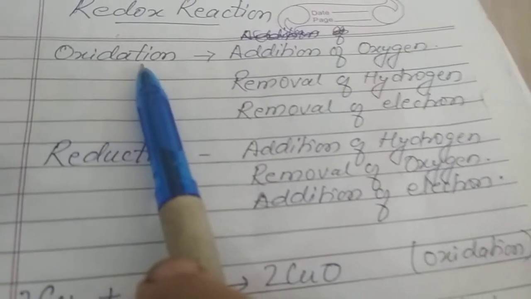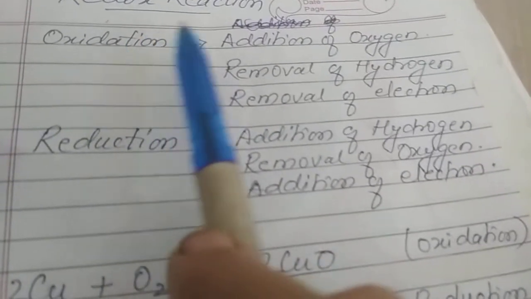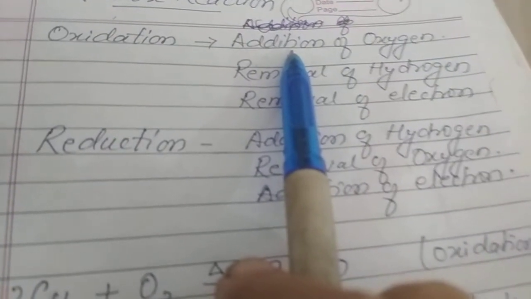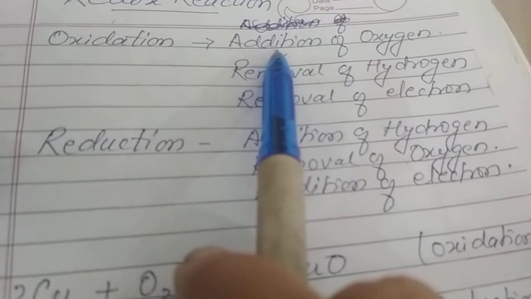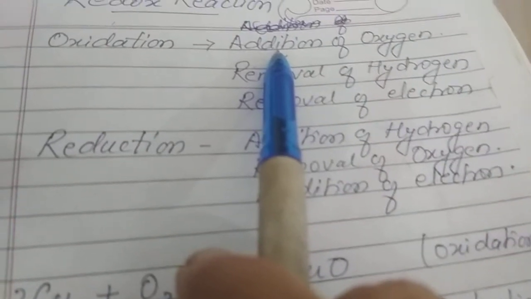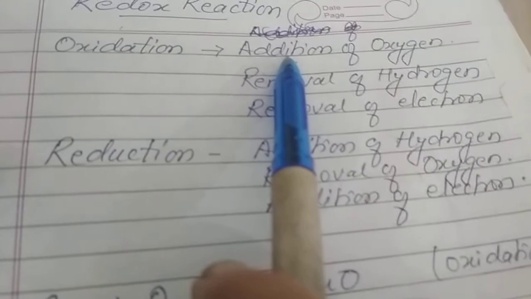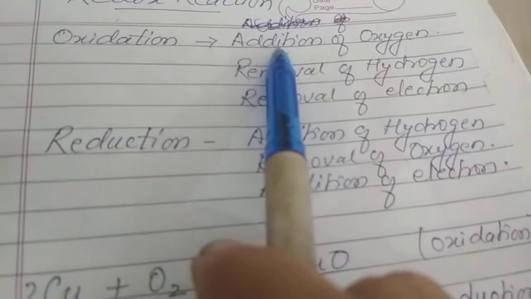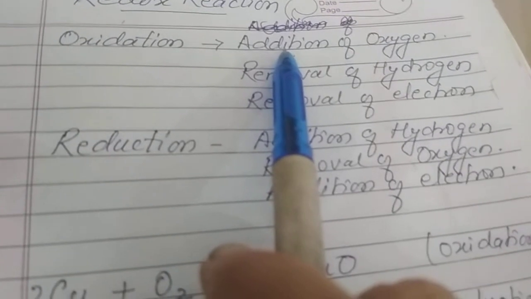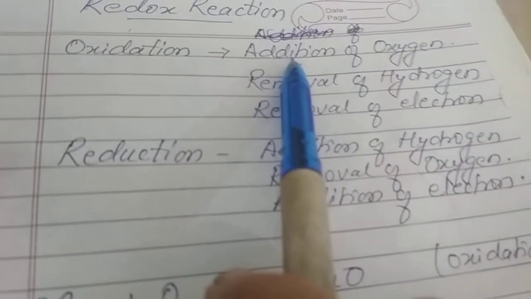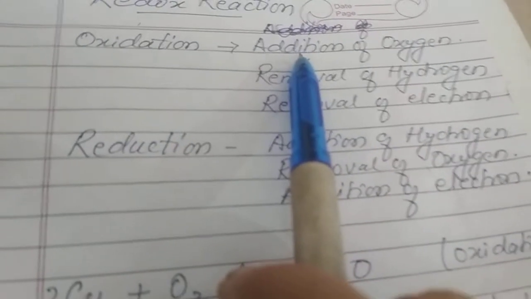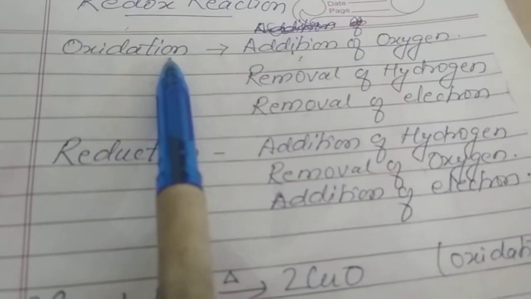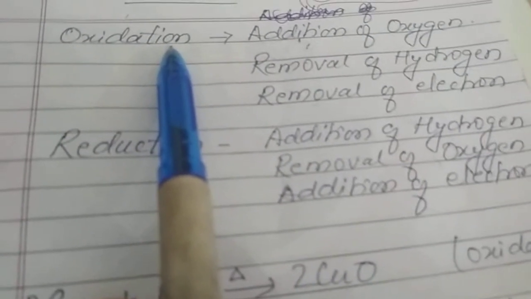What is oxidation? Oxidation means addition of oxygen. You will come across many examples of this. The best example is when you cut your apple and don't eat it immediately and keep it for some time, you will see a brownish color deposit on the apple. That brownish color is due to the reaction with oxygen, which is known as addition of oxygen, and that means this apple has been oxidized.